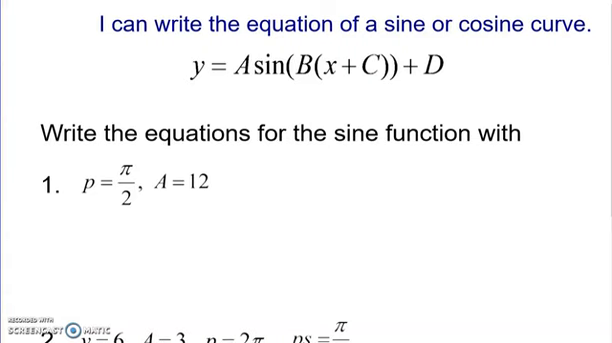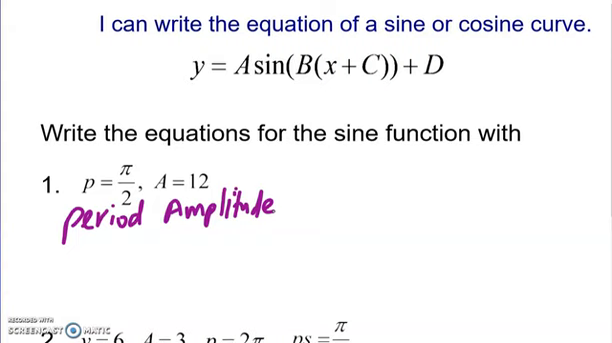So let's go through these. Let's look at our parameters first. We're given something that's just p, and p stands for period. A stands for amplitude. If you remember back, the period is how many times the function cycles over a certain time and repeats itself. So in pi over 2, basically what we're saying is it repeats once in that period.